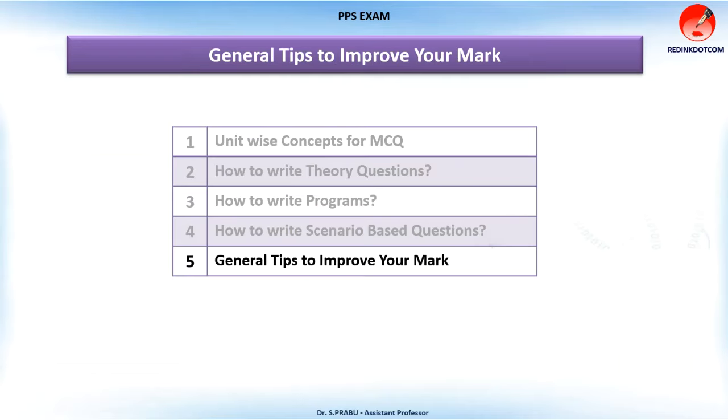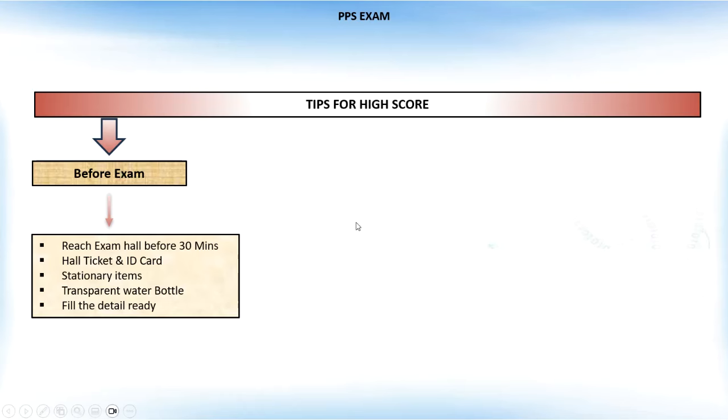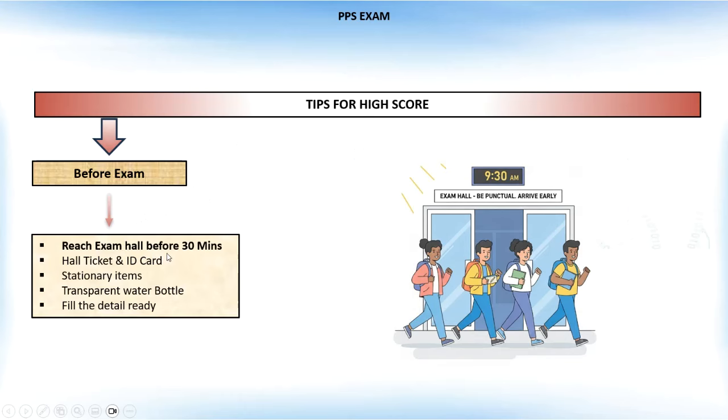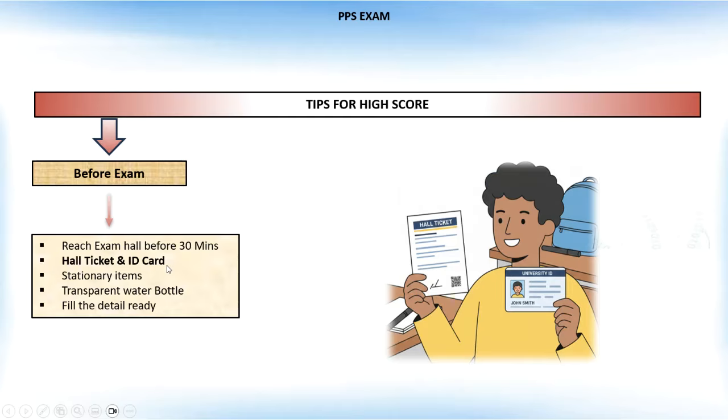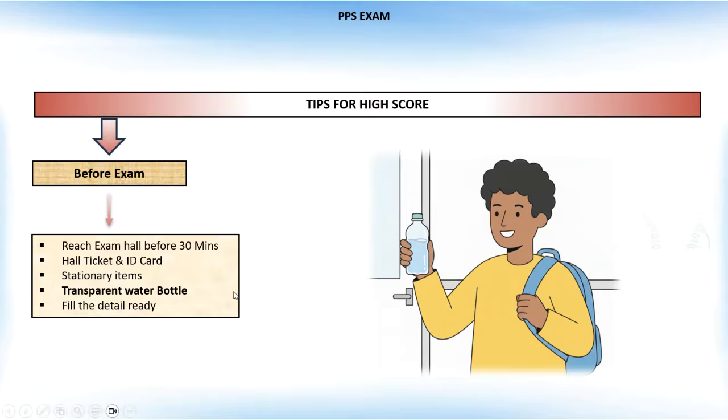Finally, I will share some general tips to improve your marks. Whatever your preparation, you need to follow some instructions to get good marks. I categorize these instructions in three different ways. First, before the examination, you should follow some instructions. You should reach the exam hall 30 minutes early. Ensure you have your hall ticket and ID card. Bring the necessary stationery items. If you need, you can bring a small transparent water bottle.